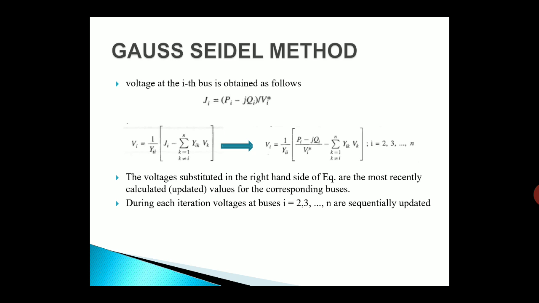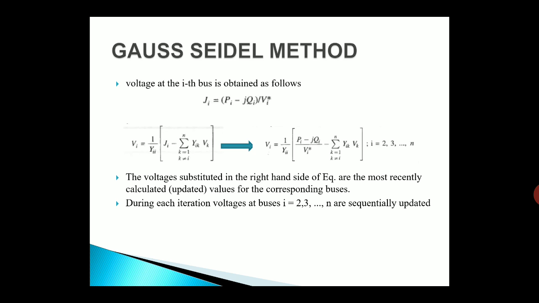Now when we put the assumed values of V and delta, we will get a new value of V and delta on the left hand side. Then we check whether they match. We can say the voltages substituted on the right hand side are the most recently calculated and updated values. First we need to assume V and delta and put them on the right hand side; we get a new one on the left hand side. Then we put that new one back on the right hand side and get a second updated one, and this cycle goes on and on till an accuracy is reached.